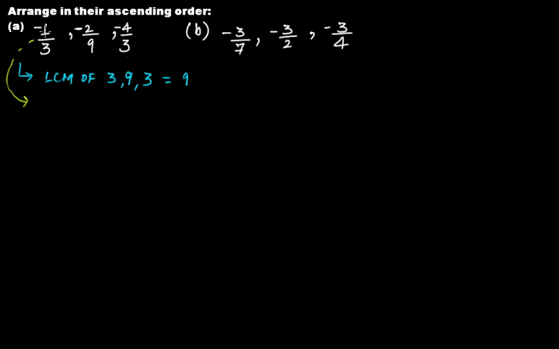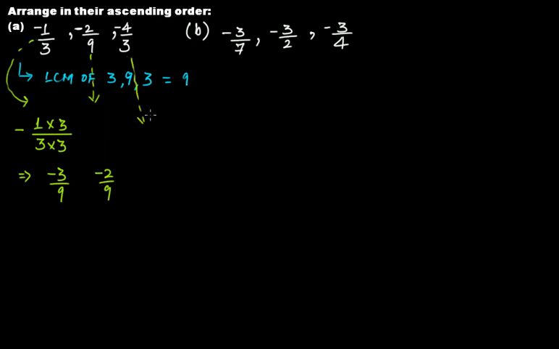You have to convert this rational number into its equivalent rational number in a way that the denominator becomes 9. So what number should we multiply 3 with to make the denominator 9? Clearly 3 times 3. So we have to multiply this 1 times 3 and this becomes minus 3 over 9. In this case, the denominator is already 9, so no need to change anything. It becomes minus 2 over 9.